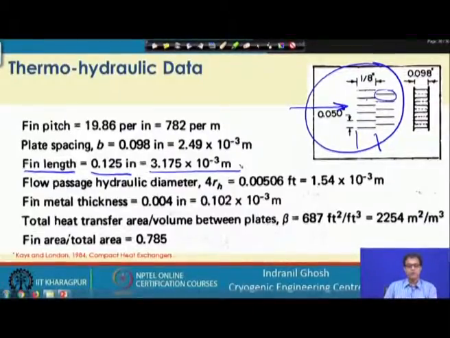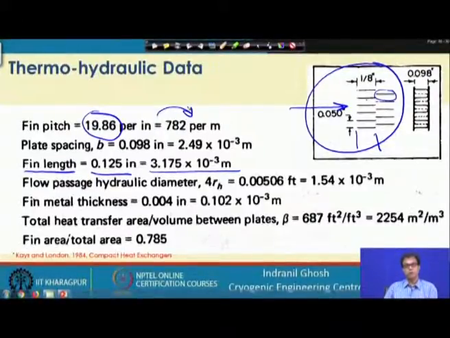So, we have the fin pitch, the other parameter. As you can understand, 1 by 8 and 19.86, that 19.86 corresponds to the number of fins per inch, and this corresponds to 782 fins in 1 meter.